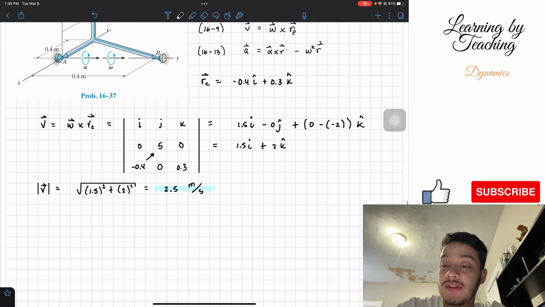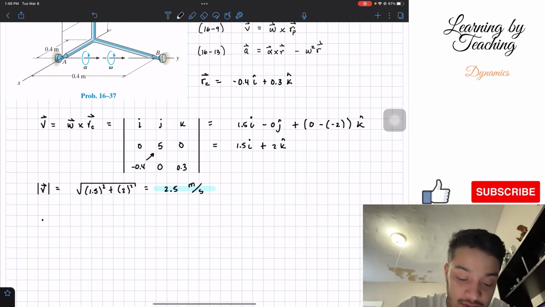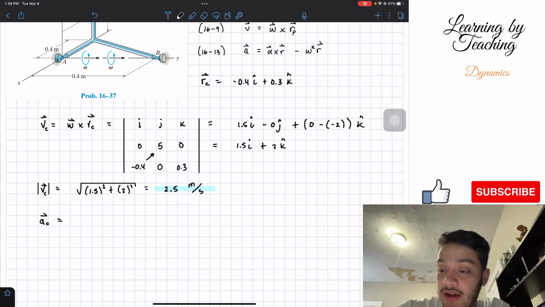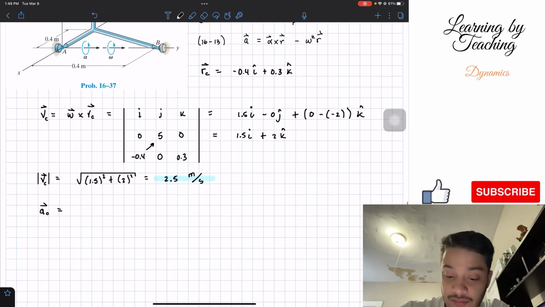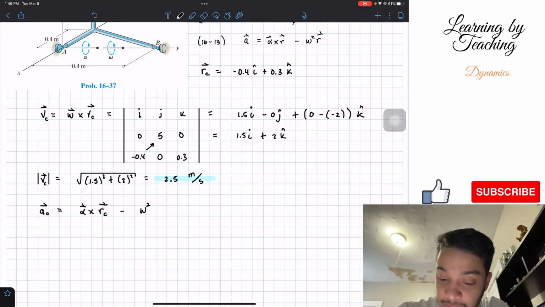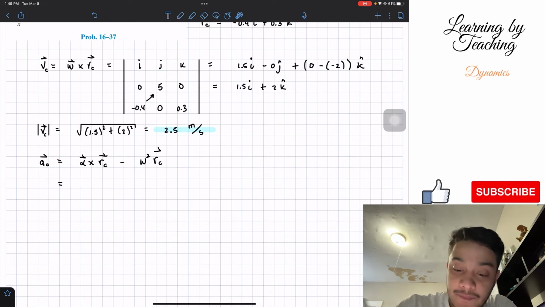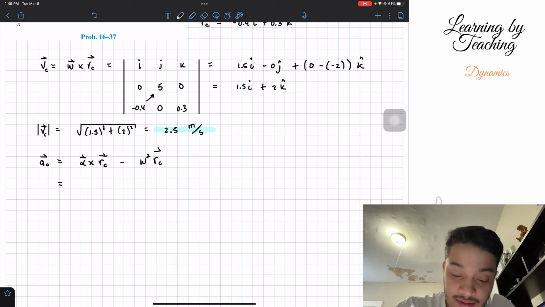Next, we're going to do the acceleration. So for the acceleration, we're going to follow that equation. So we got that the acceleration of my point C is going to be equal to the angular acceleration cross product of my distance C minus omega squared multiplied by this distance C. The first thing, let's write out my cross product between alpha and the distance C.